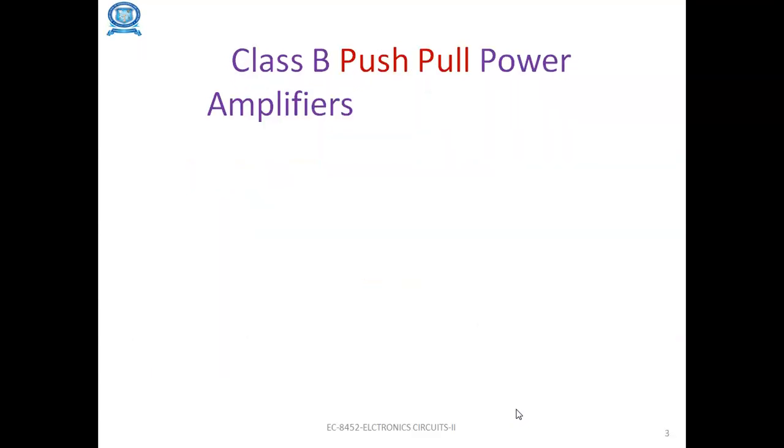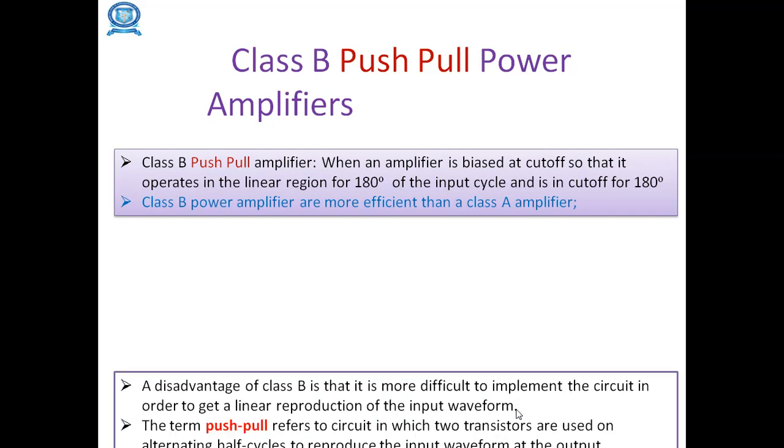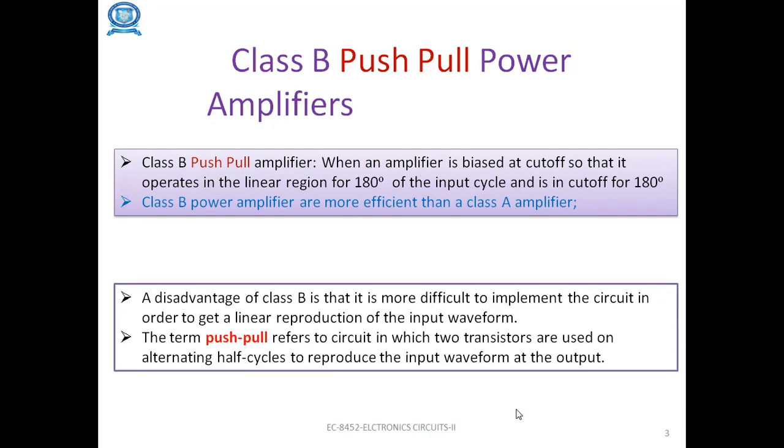The Class B push-pull power amplifier is an amplifier biased at the cutoff level so that it operates in the linear region for 180 degrees of the input cycle. So it is in cutoff for 180 degrees. Class B power amplifiers are more efficient than Class A amplifiers. The disadvantage of Class B is that it is more difficult to implement the circuit in order to get a linear reproduction of the circuit input waveform.